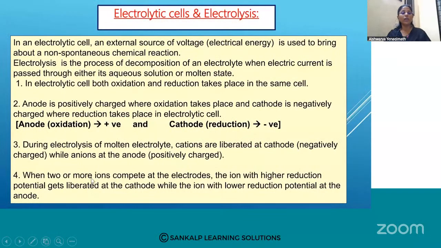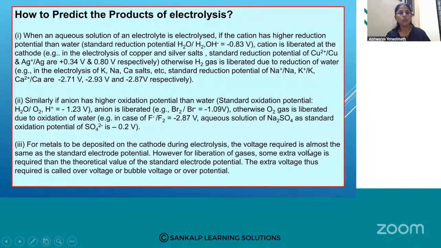Okay. So when two or more ions compete at electrodes, the ion with higher reduction potential gets liberated at the cathode, while the ion with lower reduction potential gets liberated at the anode. Yes. So you understood the concept of electrolysis. Now the question is, before we go to how to predict the products of electrolysis, how to quantify this electrolysis, meaning how to make it measurable.